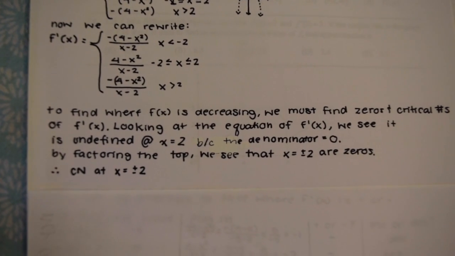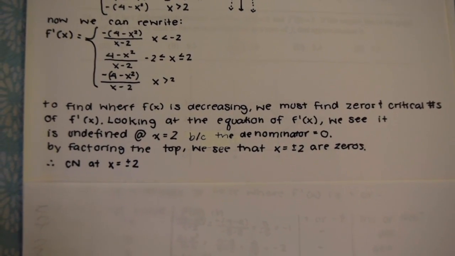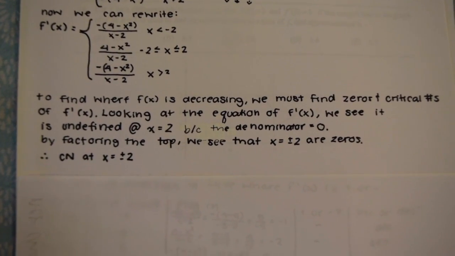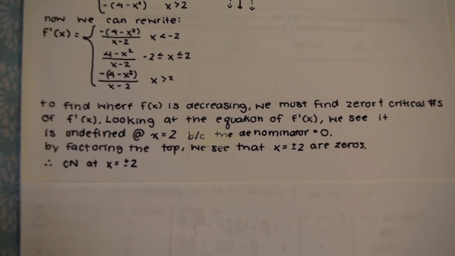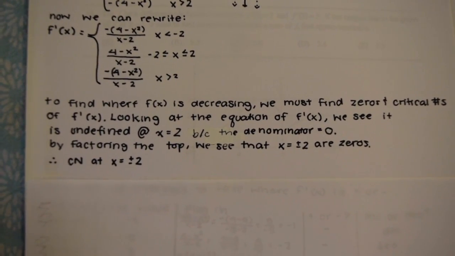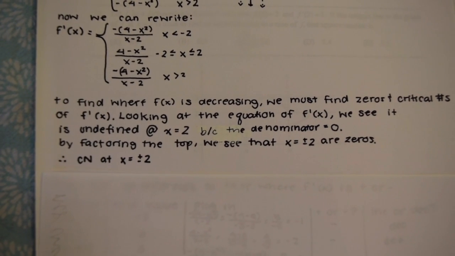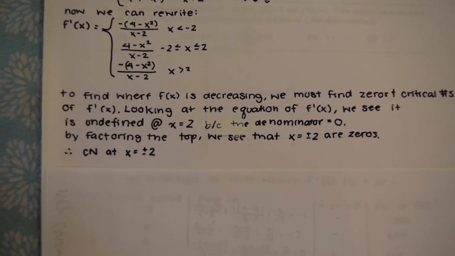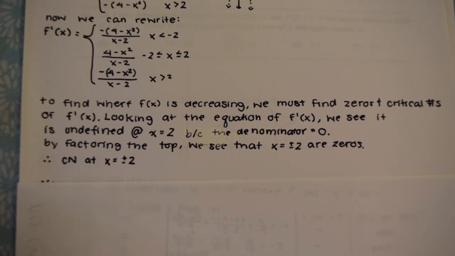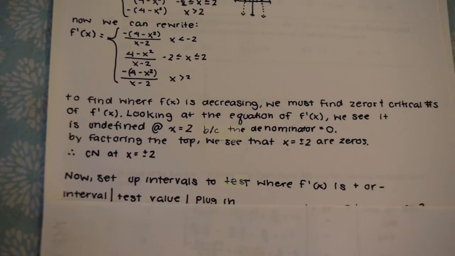To find where f is decreasing, we must find the zeros and critical numbers of f prime of x. Looking at the equation of f prime of x, we see that it is undefined at x equals 2 because the denominator is equal to 0. By factoring the top, we can see that x equals plus and minus 2 are also zeros. Therefore, there are critical numbers at x equals plus or minus 2.